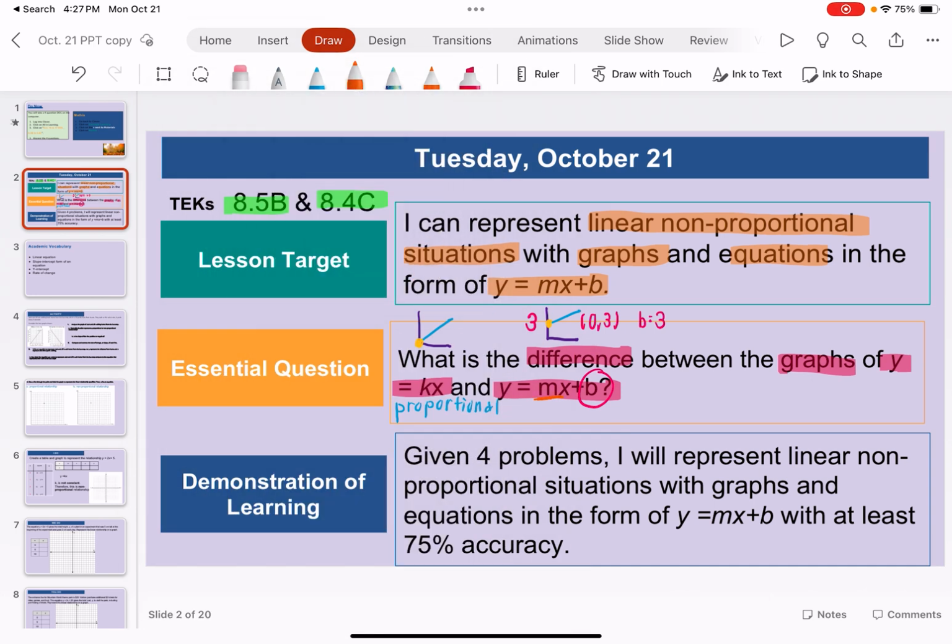M and k are essentially the same thing. K is known as the constant of proportionality. M is known as the slope, but they're both rates of change. If we remember, the formula for k is y over x, and the formula for m is y2 minus y1 over x2 minus x1. For both of them, it's asking for the change of y divided by the change of x, right? Because we have y's on top, x's on bottom.